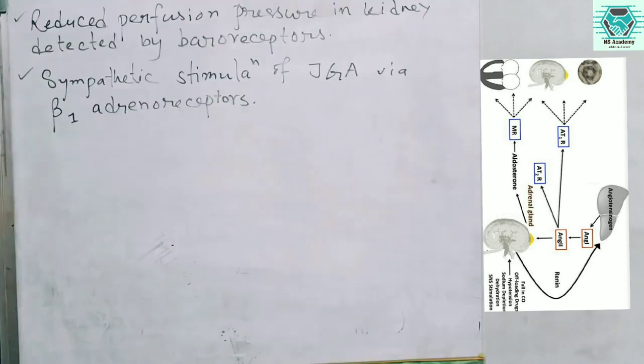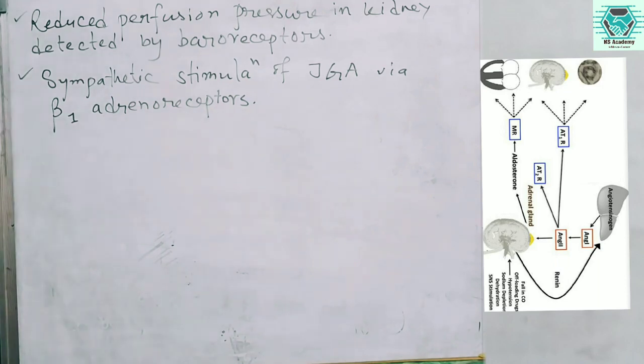Moving to the others. Next, reduced perfusion pressure in the kidney, which is also detected by baroreceptors, and sympathetic stimulation of the juxtaglomerular apparatus by the beta 1 adrenoreceptors. So these are the responses in which the JG apparatus releases the renin. This renin release is inhibited by the atrial natriuretic peptide, that is the ANP.